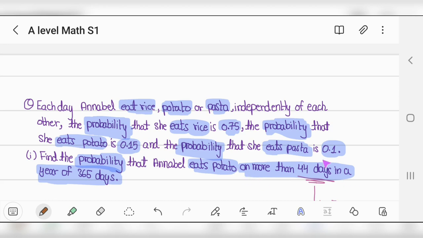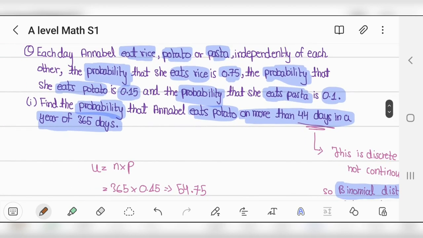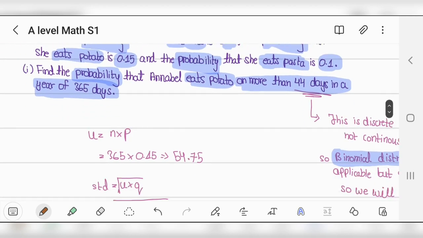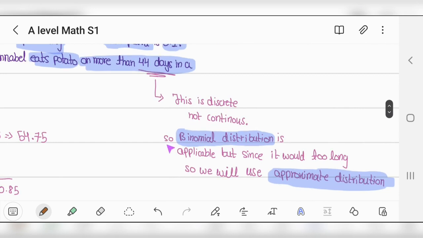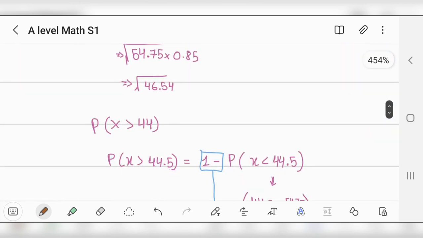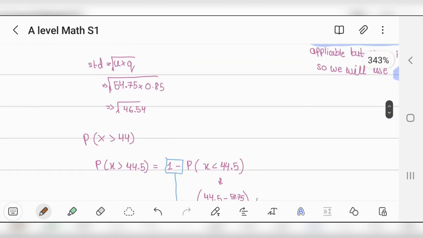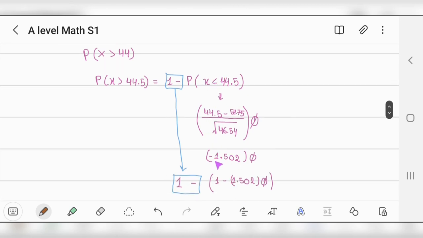It's saying more than 44, which means you're going to put 0.5 plus. Okay. So first of all, you're going to find the mean, 365 multiplied by this, and we're going to find the standard deviation. And this is discrete, not continuous, so binomial distribution is applicable, but since it would be too long, we will use the approximate distribution. So this is going to be 44.5, and we all know why. What are we doing? We're going to find this.